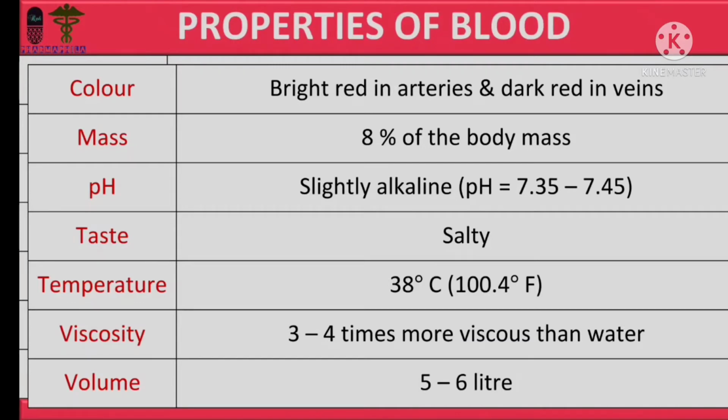Now the properties of blood. Its color is bright red in arteries and dark red in veins, because arteries contain oxygenated blood and veins contain deoxygenated blood. Mass is 8% of the body mass and its pH is slightly alkaline, that is pH 7.35 to 7.45. Its taste is salty. Temperature, 38 degrees centigrade, is the normal temperature of the blood, and the viscosity is 3 to 4 times more viscous than water. Now its volume is 5 to 6 liters in the body.